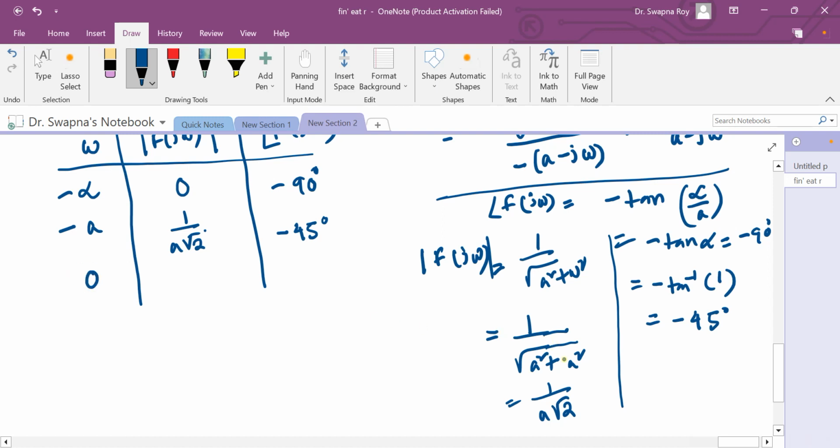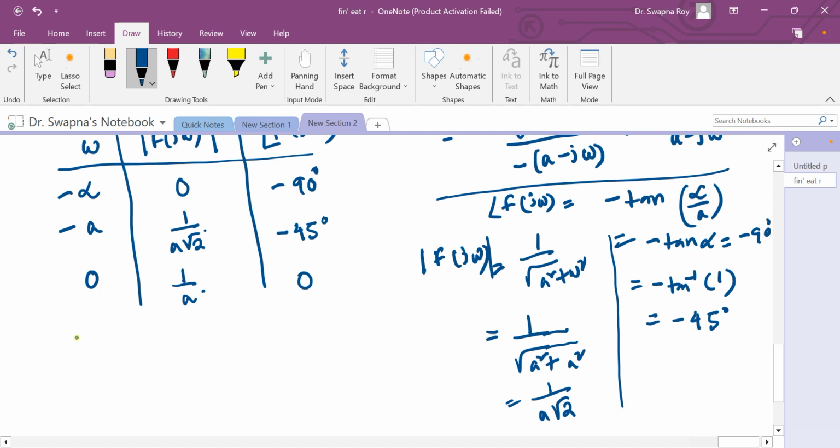If I put omega is equal to 0 over here, this will be under root a square. So 1 upon a. At that time the magnitude is 1 upon a. And here it is minus omega by a. So this is 0. So 1 upon a, and 0.